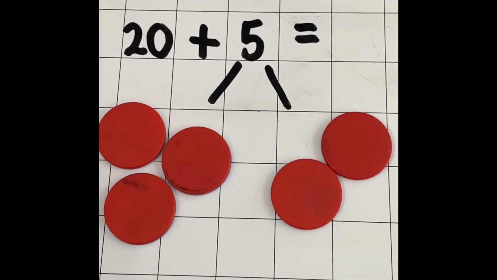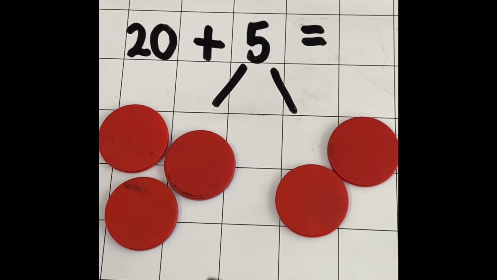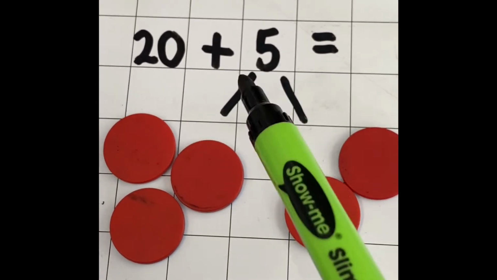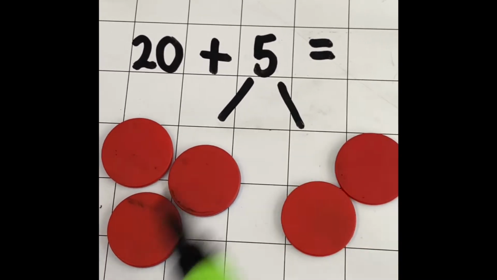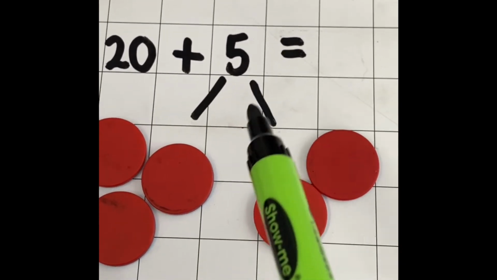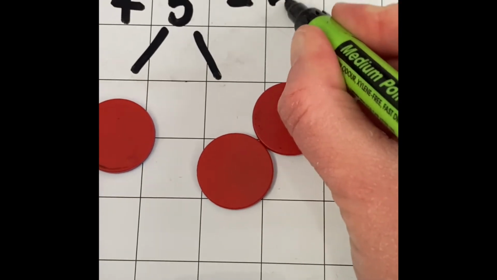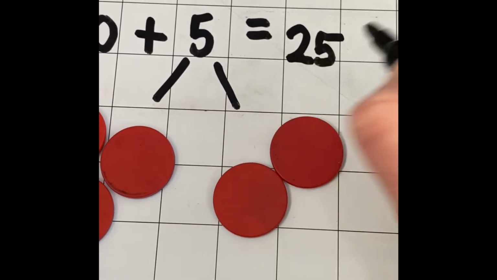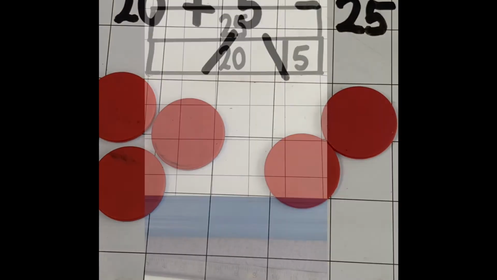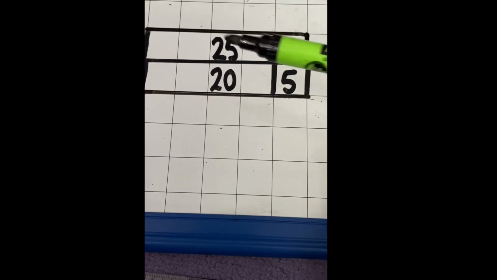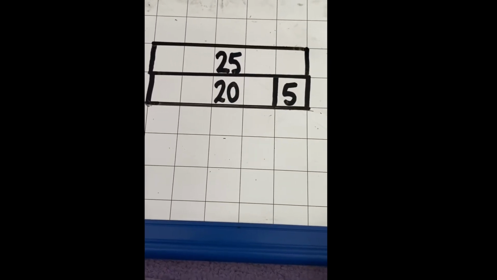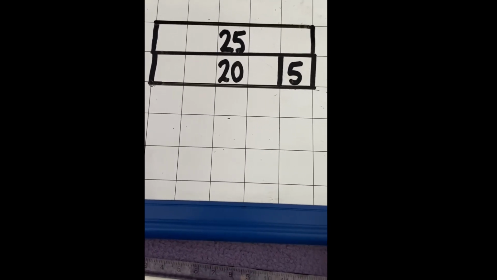Children can then move on to using partitioning, using part-whole models to support them by adding up 20 add 5, knowing that 5 can be 3 and 2. 20 add 5 makes 25. This can also be represented in a bar model. Here is an example of a bar model for 20 add 5 equals 25. Children will then use this to record as many facts as they can find.